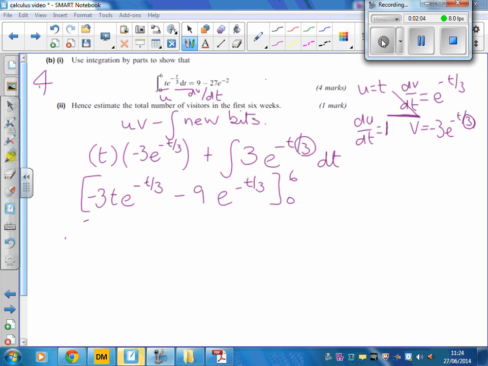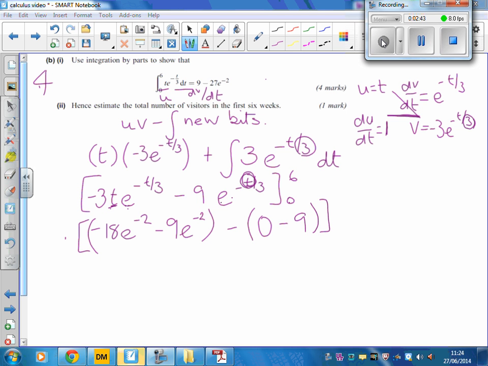I go through, first of all, putting in 6, so that's minus 18 e to the minus 2, minus 9 e to the minus 2. Then I'm going to put in 0. Be careful here, this is one of those cases that when you put in 0, it doesn't necessarily give you 0. So putting 0 into the first term, I'm timesing by 0, so that does give me 0. But when I put 0 into here, I've got e to the 0, which gives me 1, so that actually gives me minus 9.